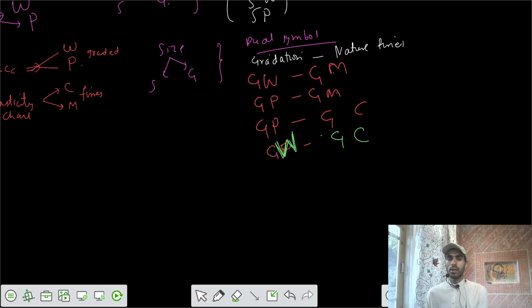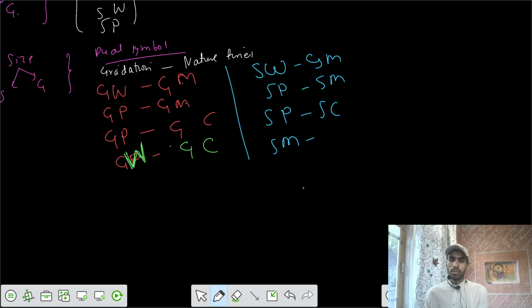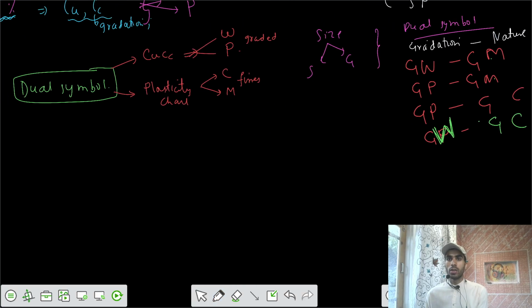So these four are related to gravel, and similarly four more are possible for sand: SW-SM, SP-SM, SP-SC, SW-SC. That means well graded sand with silt as fines, poorly graded sand with silt as fines, poorly graded sand with clay as fines, and well graded sand with clay as fines. So these combinations are possible for the dual symbol.